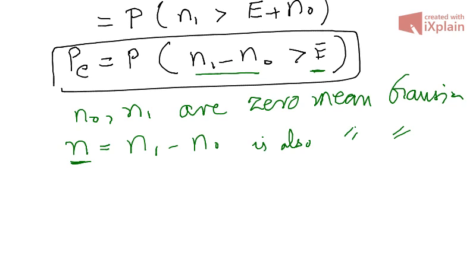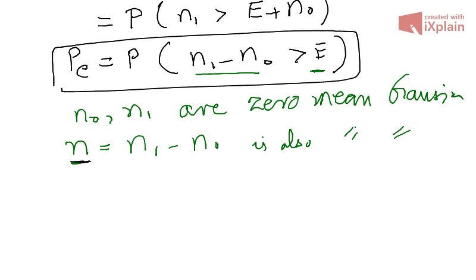Why the variance of this variable n? Because it is a zero mean Gaussian process, and the variance of a zero mean Gaussian is actually its energy. So we are interested in finding out whether the energy of this n1 minus n0 is greater than the energy of the signal or not. So this is what we want to know, whether the energy of this noise term is greater or lower, right? So let's try to find out this energy, the variance.